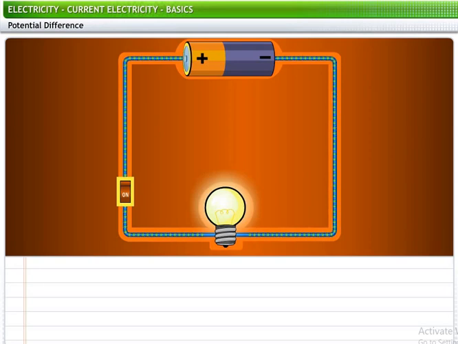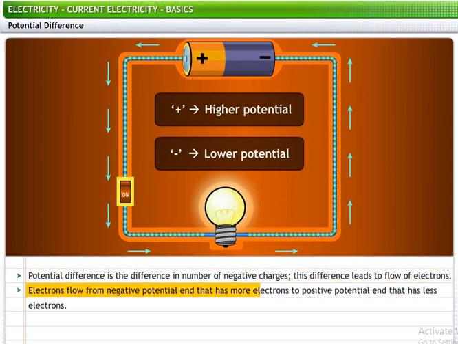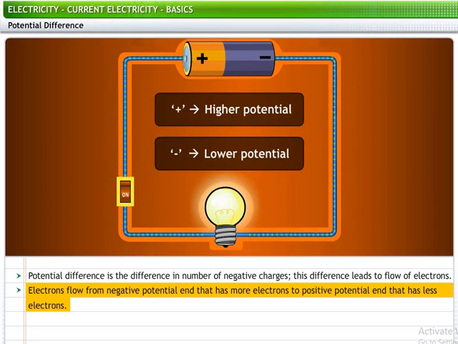Electric current is a result of potential difference across 2 points in a conductor. Potential difference is the difference in number of negative charges that leads to flow of electrons. Electrons flow from negative potential, that is, the point with more electrons, to positive potential, that is the point with less electrons. Whenever there is a potential difference, the current flows from the positive potential end to the negative potential end.